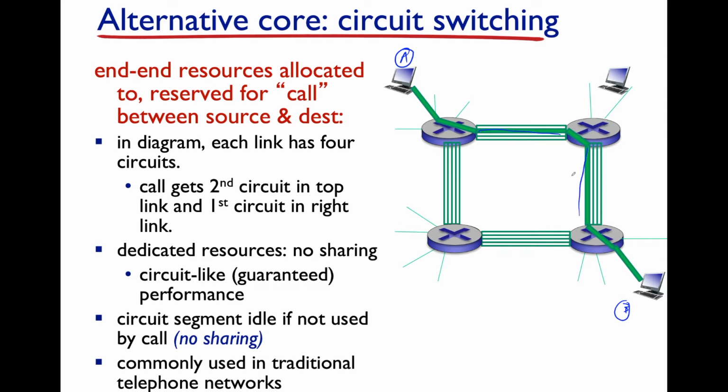Now, the difference with circuit switching is that once a communication path is allocated a particular circuit along the communication link, the bandwidth associated with that circuit is completely devoted to that particular communication. There's no sharing that happens. So even if, for example, host A is idle for a time, no one else can use that bandwidth that has been reserved for the communication path between endpoints A and B. This is commonly used in traditional telephone networks, and circuit switching has its benefits as well as its drawbacks, which we'll discuss a little bit later.